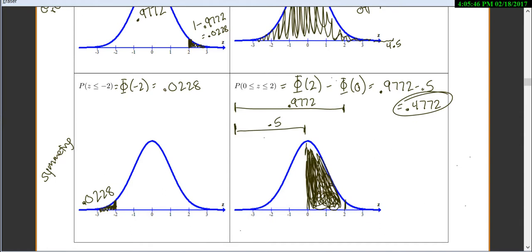And we'll stop our video there. And the next time we have class, we'll go ahead and try the next page, which is just some more practice and keep learning about the normal curve.